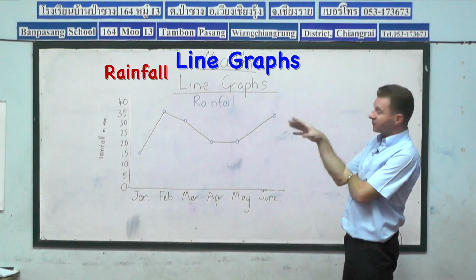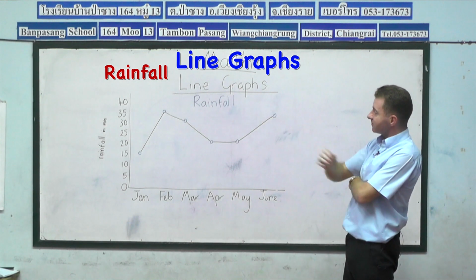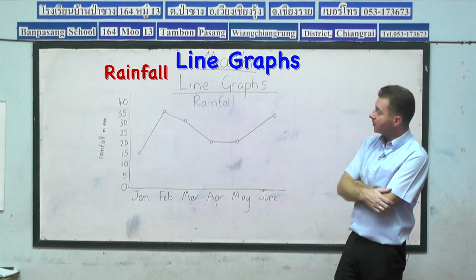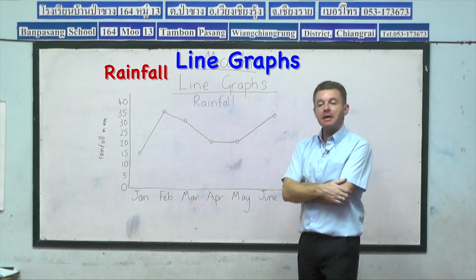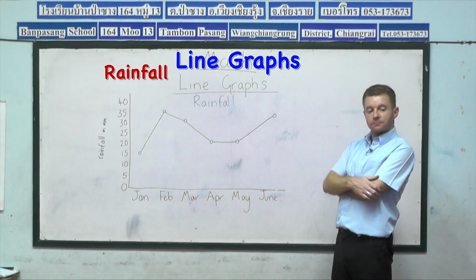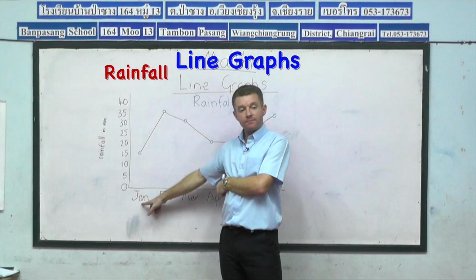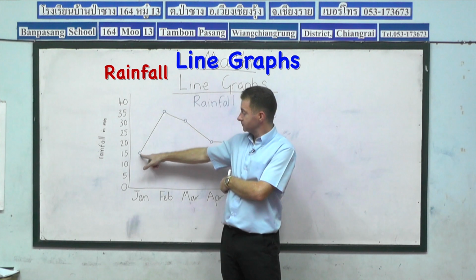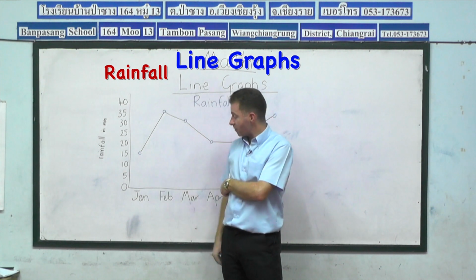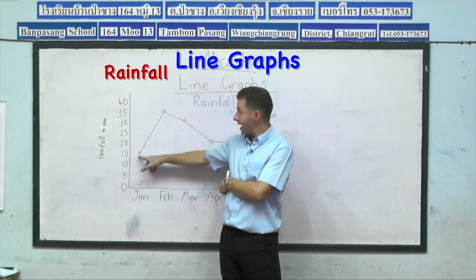Now, my students can demonstrate their understanding because I'll ask questions about the different data. So guys, in January, what was the rainfall in millimeters? So what we need to do is go to January and then look at the scale. 15. You see, this is how we read the line graph correctly. Go to the relevant month or time period and then the scale.